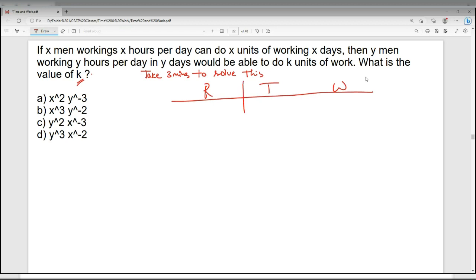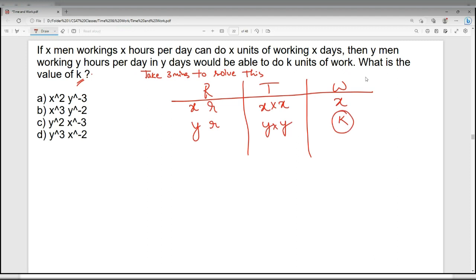So what they're saying is X men working X hours per day. Let the rate of work be R. So we have X into R for X hours per day for X days, so we have X into X, and then work is also X units. And then they're saying Y men, let it be Y, the rate is the same. They're going to work at the same rate, working Y hours per day for Y days, and they're going to do K units of work. And they're asking you to find out what is K.